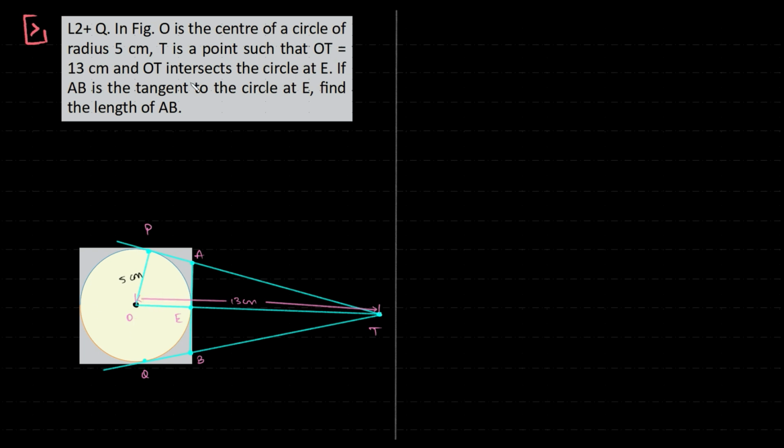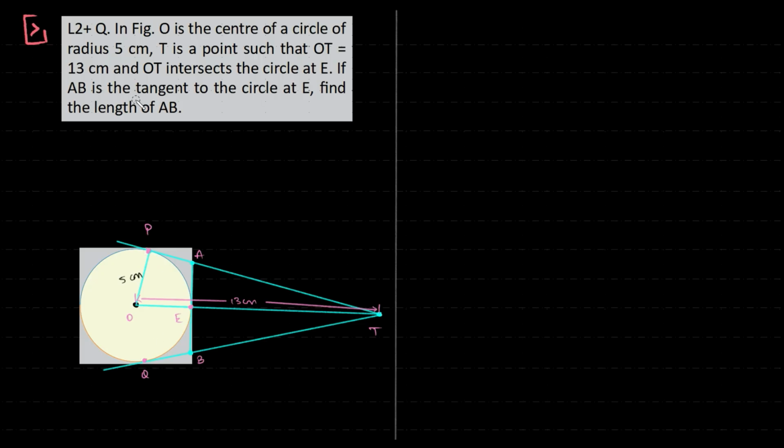Then what do we have? OT intersects the circle at E. Means what? OT is a straight line. So we have E is one of the points. Actually OT is also given over here. So one of the points on the circle is E. Other point is P and the other point is Q.